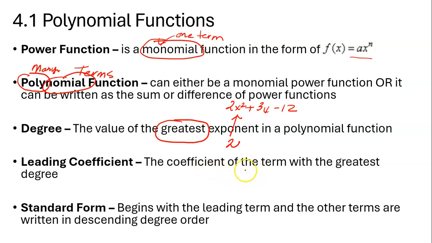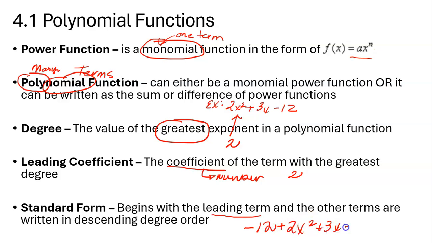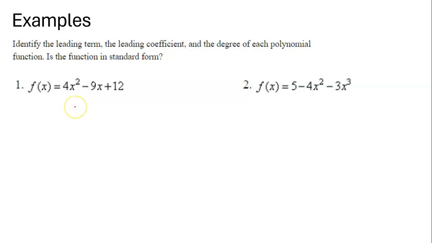The leading coefficient is the coefficient or the number in front of the term with the highest degree. So again, in my example, my leading coefficient would be 2 because that's what's in front of x squared. And then lastly, a standard form. Standard form begins with the leading term, whatever the largest is, and the other terms are written in descending order. Now, if I wrote negative 12 plus 2x squared plus 3x, this is not standard form. Okay. All right, so here's some examples.